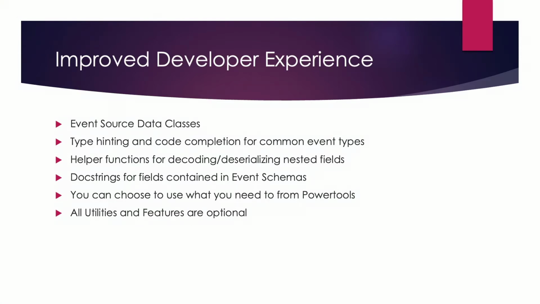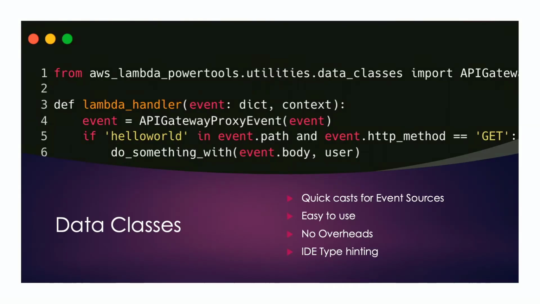They've got really powerful doc strings for fields. They allow you to choose what you want to use. That's coming back to the first point early on. You can choose what you need from PowerTools. So you can just grab the logger, grab the tracer. Instantly, I've improved the quality of what I'm producing with my solution. And every utility and feature that I'm going to talk about tonight is completely optional. You can choose to adopt it if it makes sense for what you're developing, which is awesome. So there's no lock-in features.